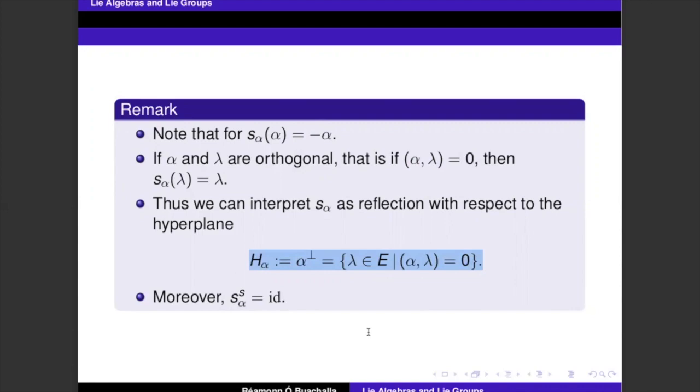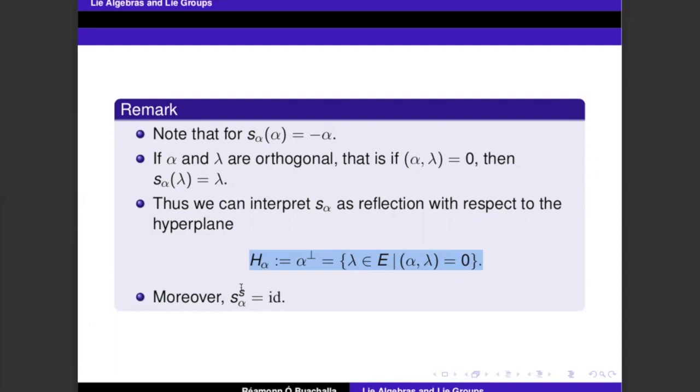Okay. It fixes the hyperplane and then it flips the alpha and acts linearly on any linear combination of elements. Okay, we also know that S squared is going to be equal to the identity. This you can check, but it's easy. So that means in particular that these things are automorphisms. Sorry, this is another misprint.